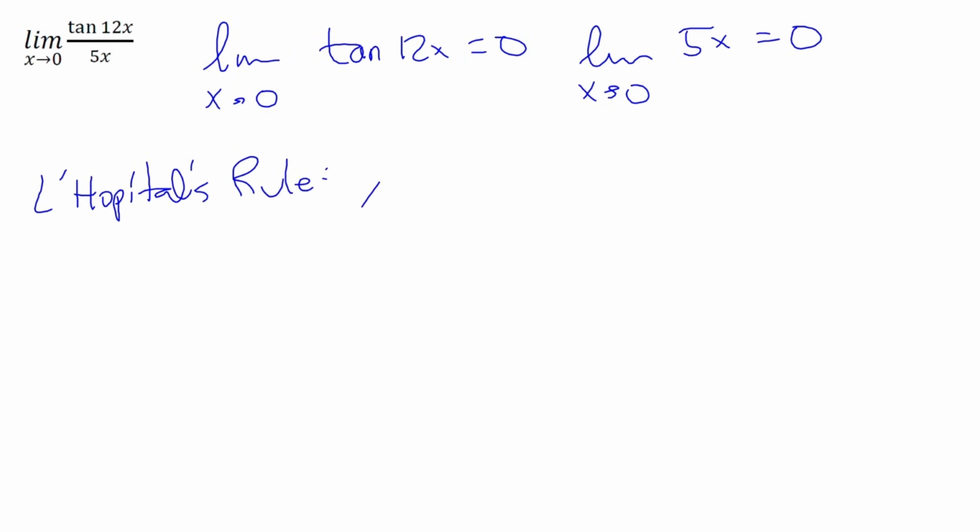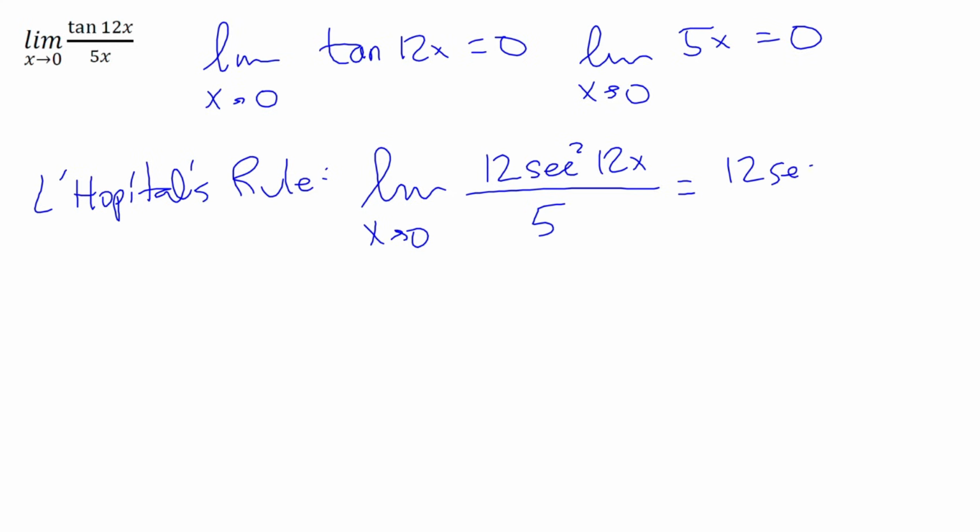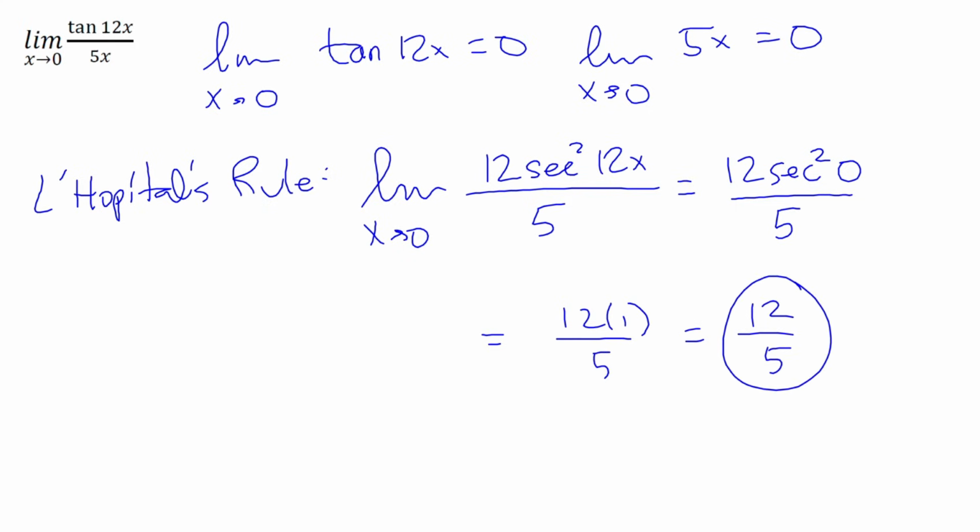So using L'Hopital's rule, we can say that this is the same as the limit as x approaches 0 of the derivative of tangent 12x, which should be 12 secant squared 12x, all over the derivative of 5x, which is just 5. And we'll plug in 0, so we have 12 times the secant squared of 0 over 5. Well, the secant of 0 is just 1, so we end up with 12 times 1 over 5, which is 12/5.